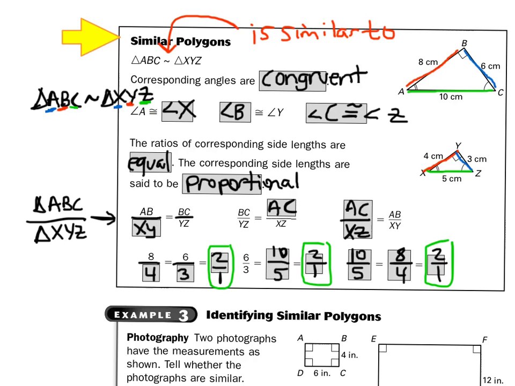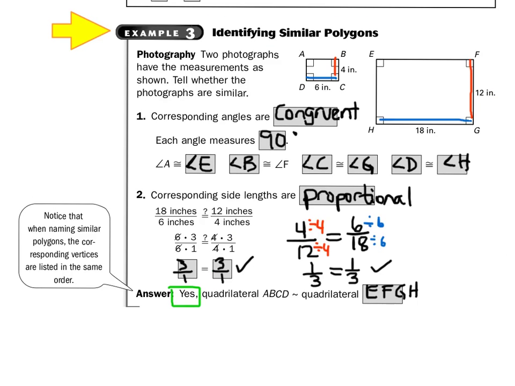They're always going to reduce to be the same fraction. Okay, take a look here. They have two photographs, two pictures, that have measurements as shown. Tell whether they are similar.